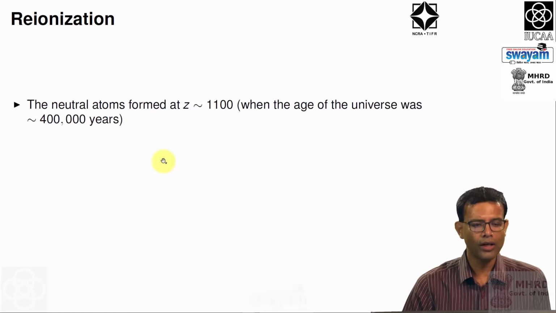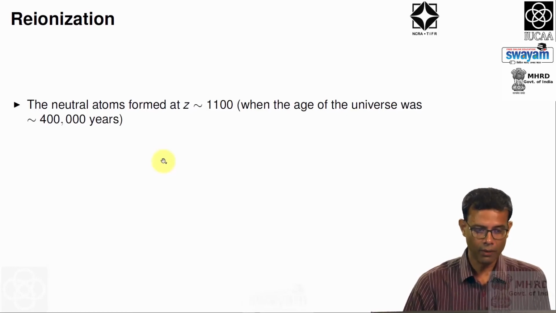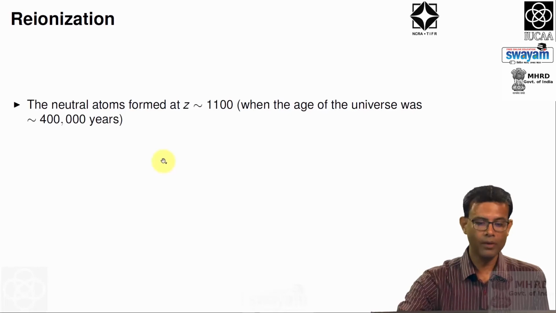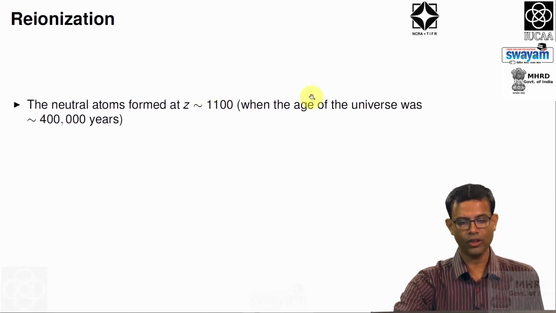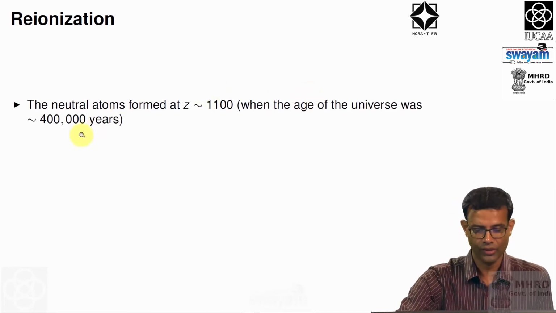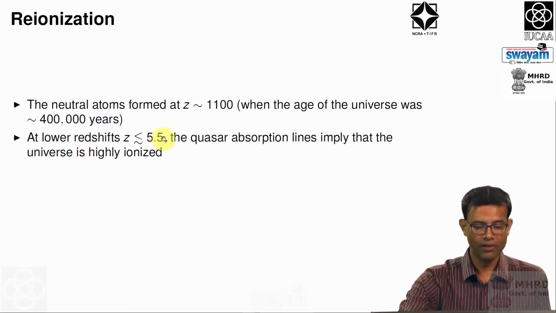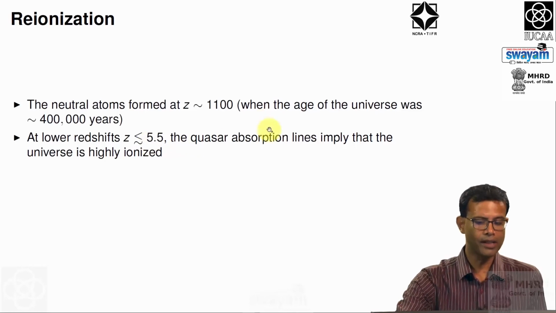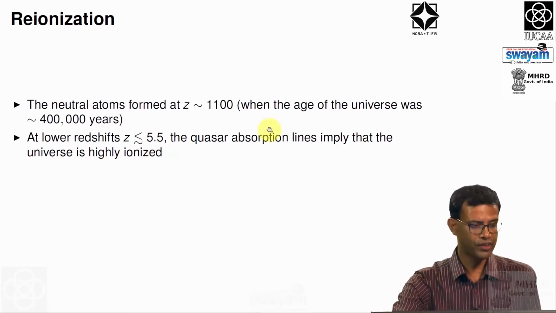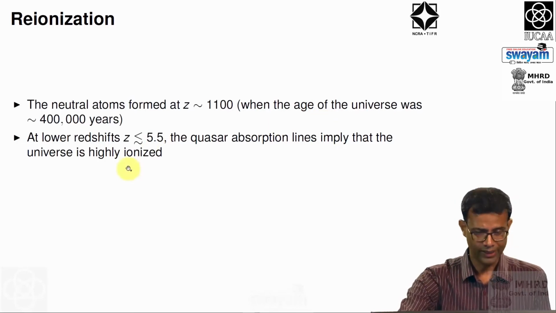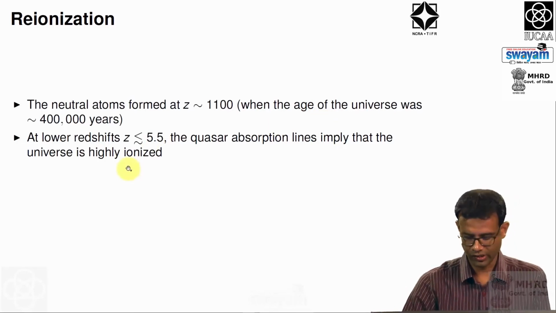This is related to the cosmic reionization which I talked about, which is very crucial while also interpreting CMBR observation. The idea is, as you know, the universe became neutral, the neutral atoms formed at redshifts of 1100 when the age of the universe was just a few 100,000 years. However, at lower redshifts below 5.5 or so, the quasar absorption line experiments show that the universe is very highly ionized. This is something which I just discussed.